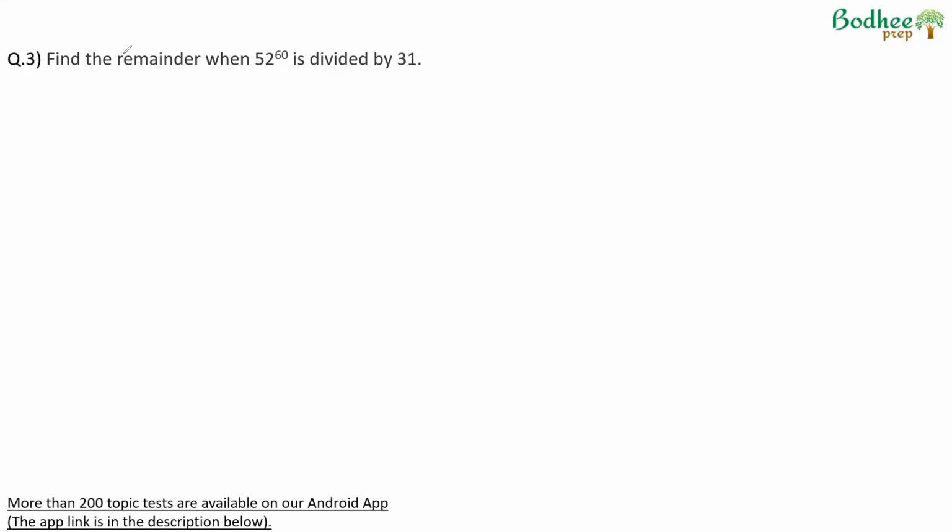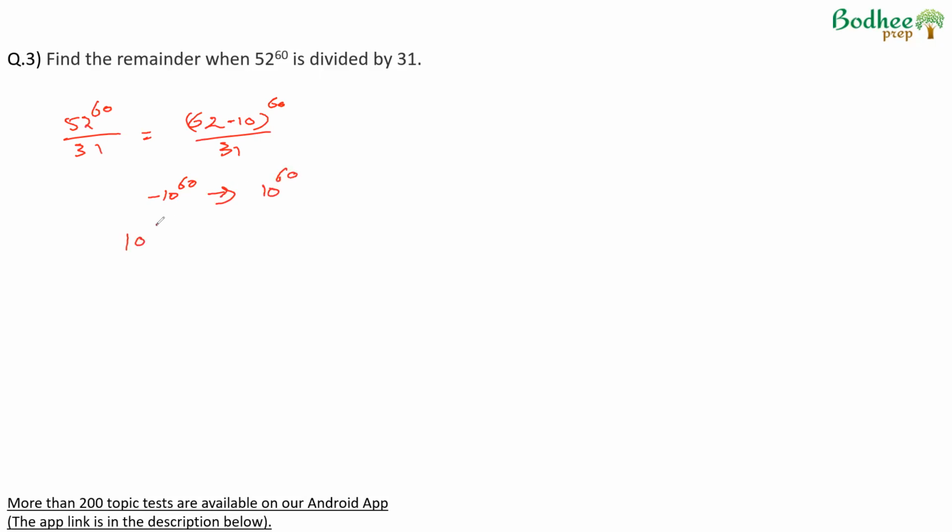What is the remainder when 52 raised to power 60 is divided by 31? Now we can use multiple ways of solving the question. If we go step by step, 52 raised to power 60 divided by 31. 52 is nothing but 62 minus 10, raised to power 60 divided by 31. So from here we get the remainder as minus 10 raised to power 60, which is nothing but 10 raised to power 60.